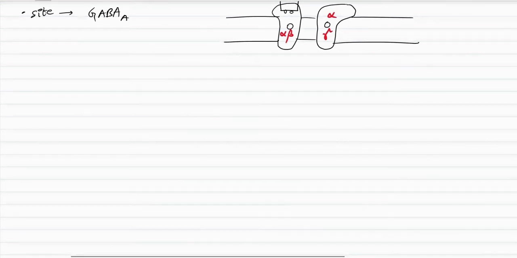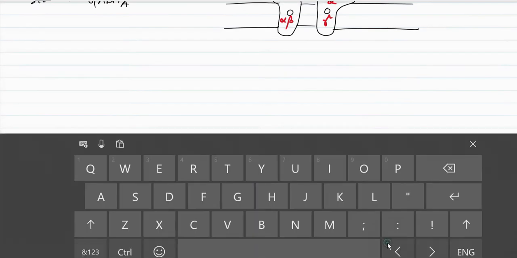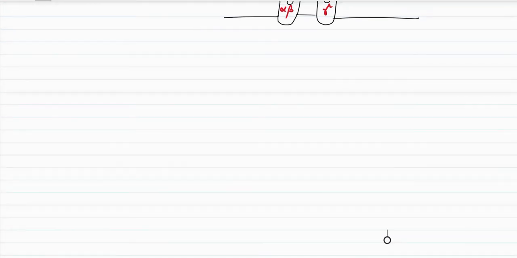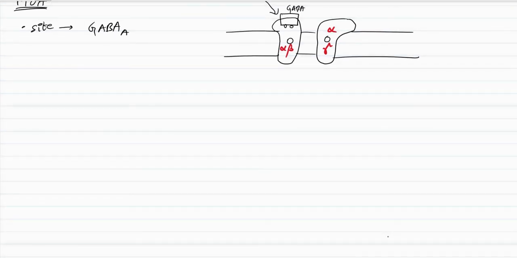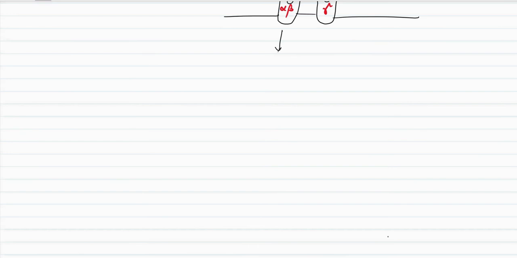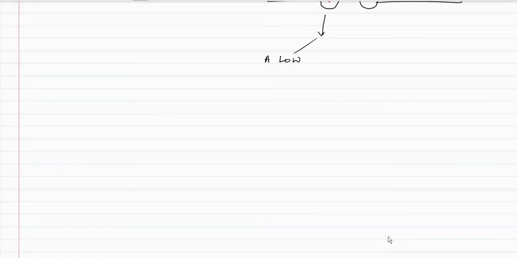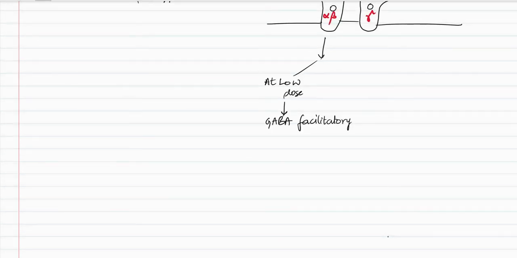Thiopentone acts on the alpha and beta subunit of the GABA A receptor, which is a ligand-gated receptor. Now, at low doses, barbiturates bind with the alpha-beta unit of GABA A and are GABA facilitatory. That is, it increases the duration of opening of the chloride channel.